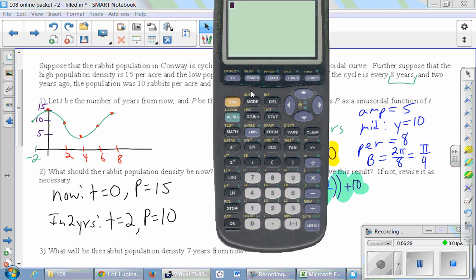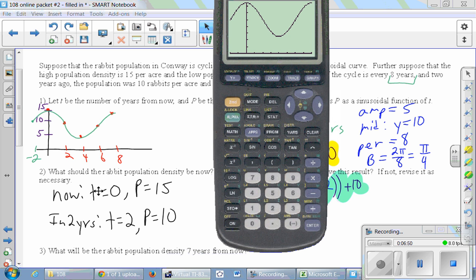Window range. Let's try that again. Okay, what's going on here? Oh, this one should have been a 1, and then a 0, and then a 15. Okay, I think that that's fine, and then we'll go by 2s. Okay, 2 years ago, right now, 2 years into the future, back in the middle. So this is looking quite good to me.